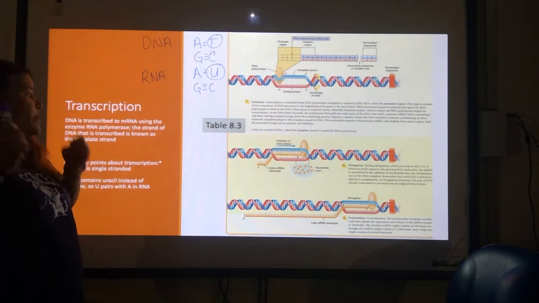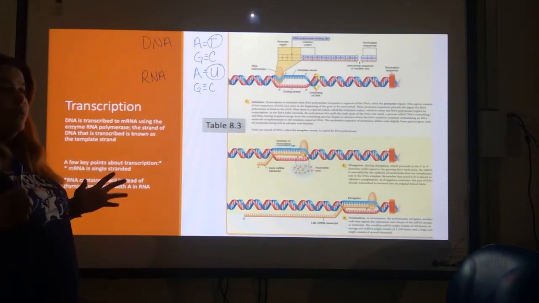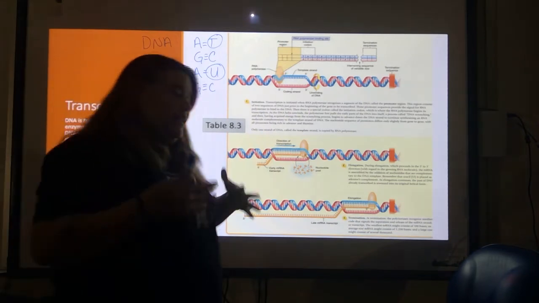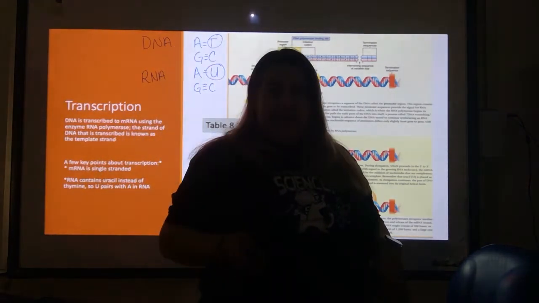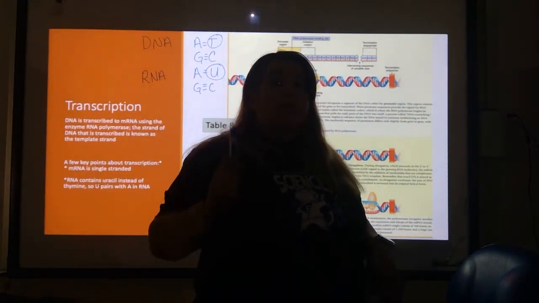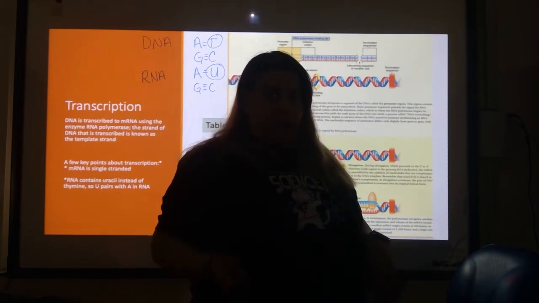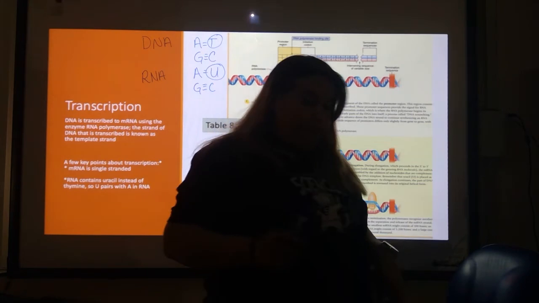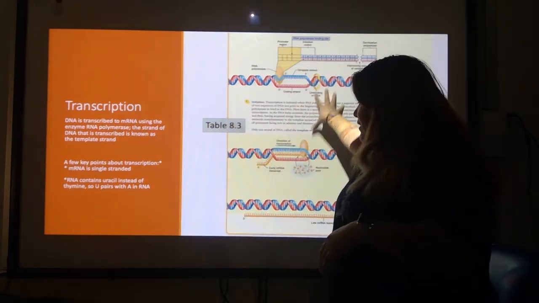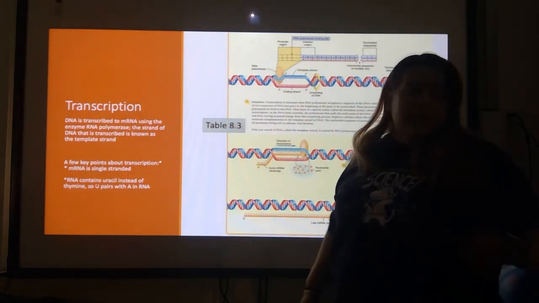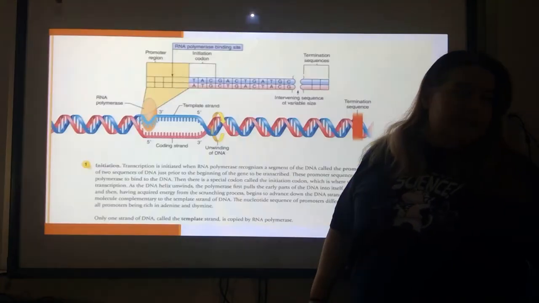You will always know which sequence you are looking at if I give you a sequence, because of the presence of uracil or the presence of thymine. Thymine is always DNA, uracil is always RNA. As you can see, we have the steps. Let's go through them individually.